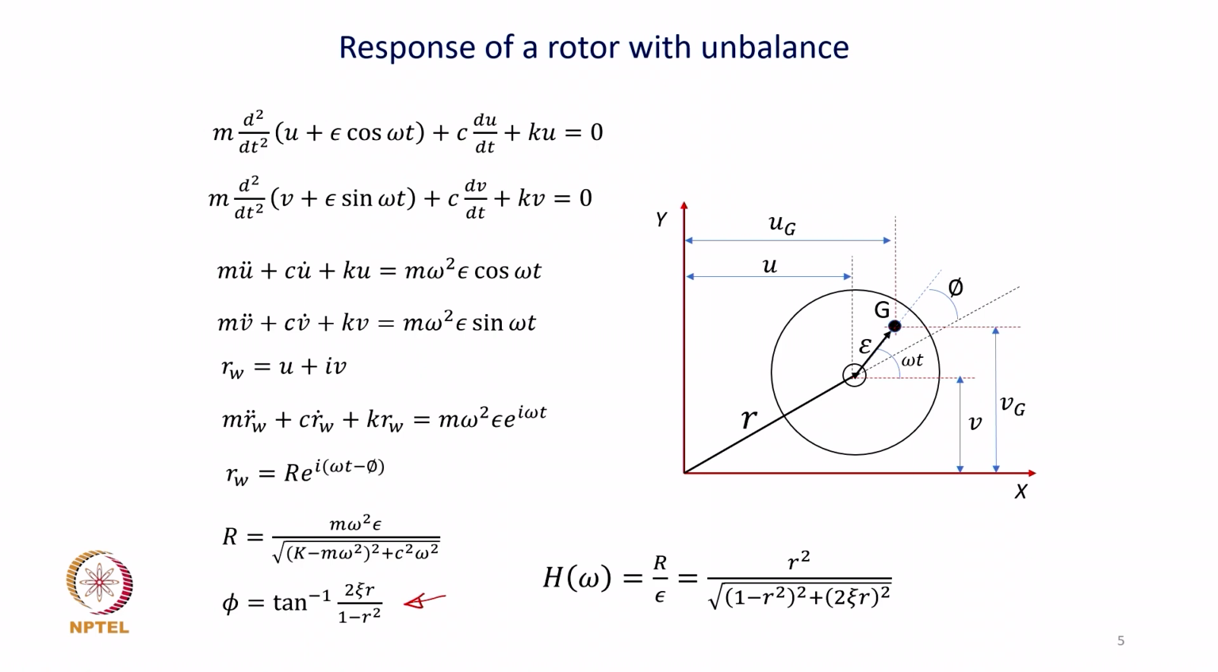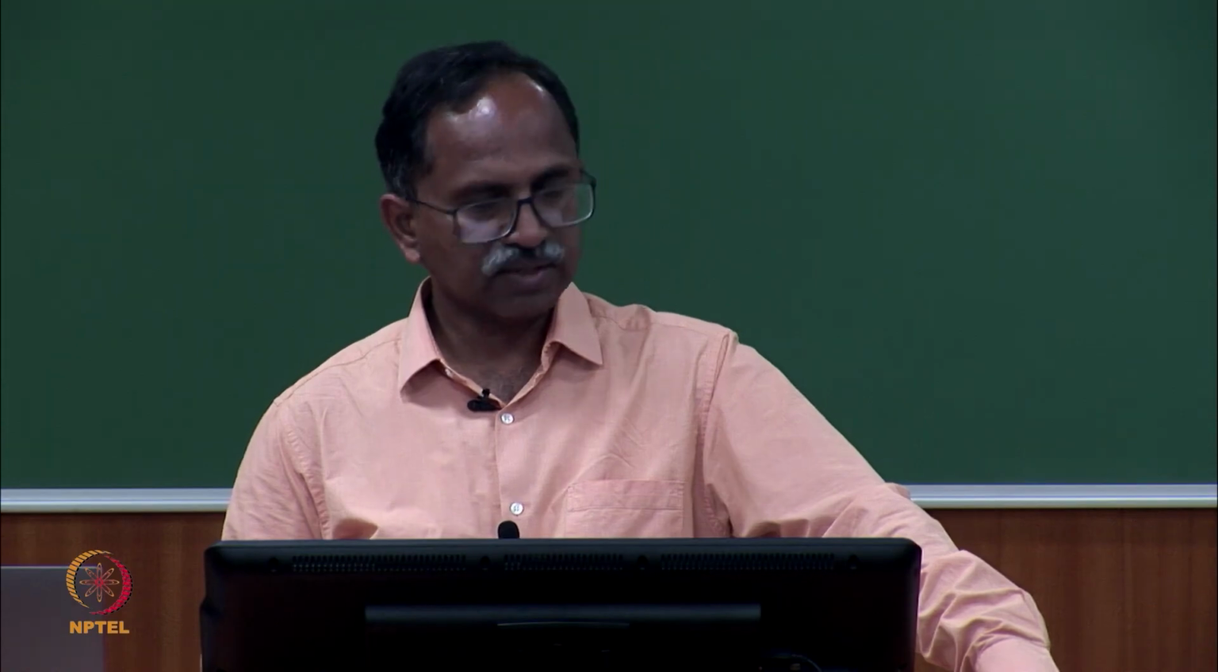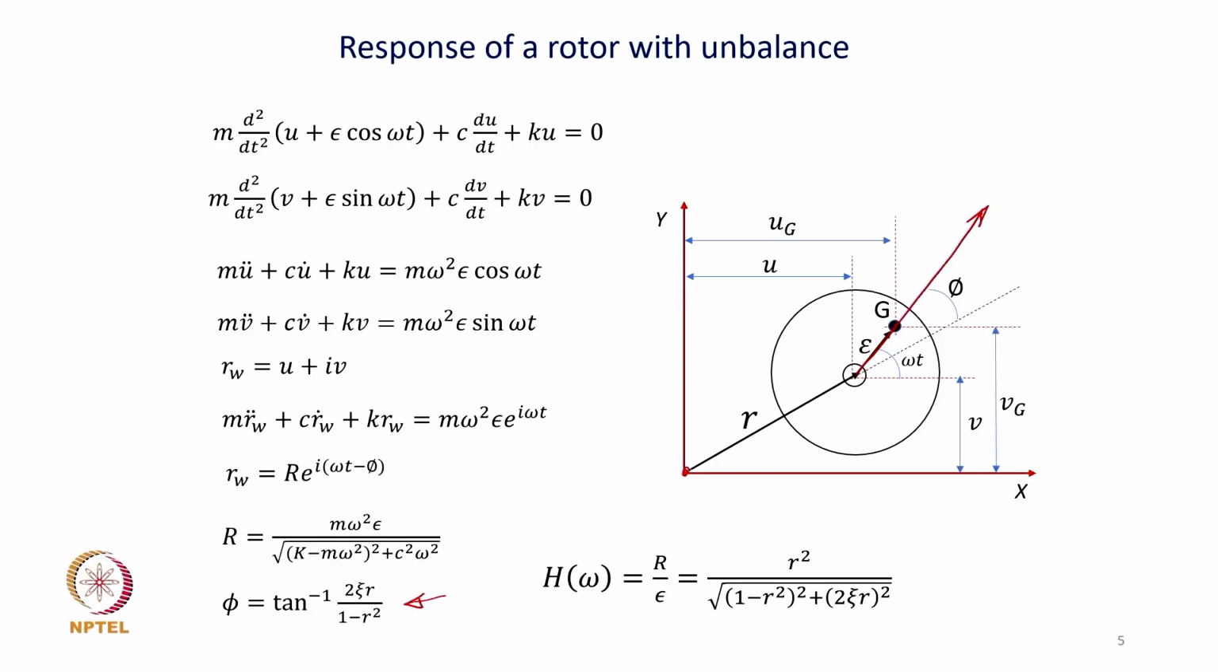In case of a spinning rotor, what is the excitation force? Unbalanced. Okay. What is the response? That response vector is what? With respect to the bearing axis, this is our rotor vibration response, because it is the shaft that is whirling.